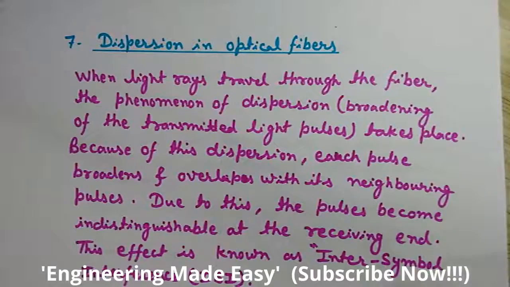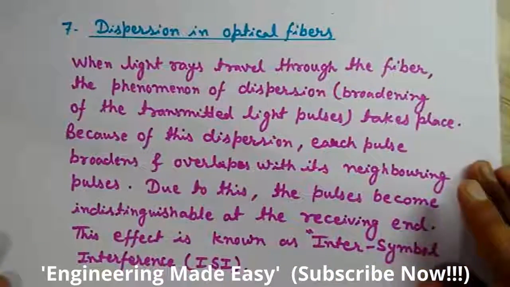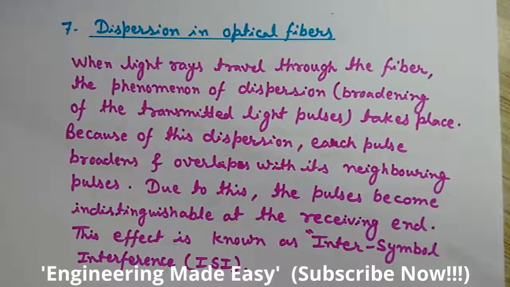We have discussed it. So when many pulses travel through the optical fiber, as they travel along the way, they keep on broadening. These pulses broaden and spread, and they overlap with the nearby pulses that are moving simultaneously with them. So they overlap with each other.